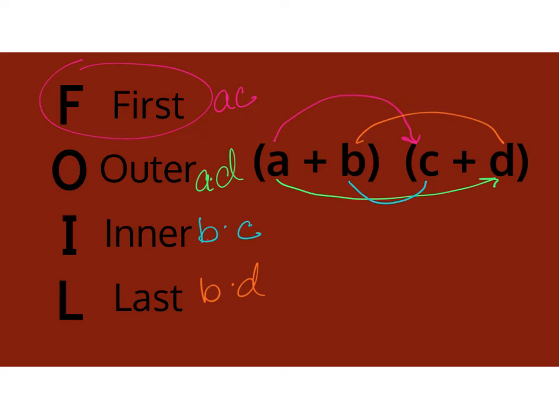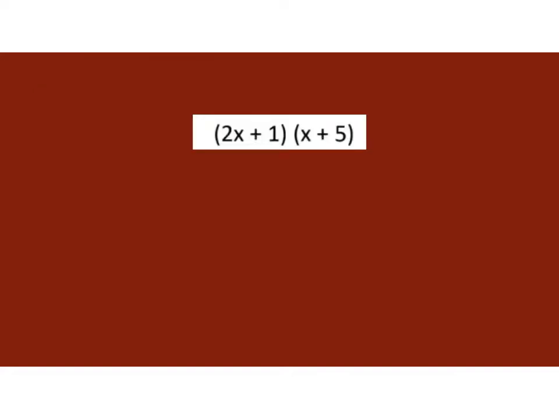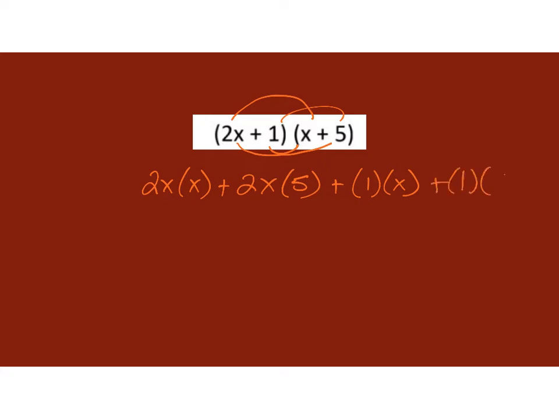So let's look at what we have here. If we're going to do FOIL, we're going to do the first two pairs first. So we're going to do 2x times x. Then we're going to do the outer, which would be 2x times 5, and they're both positive, so we'll put a plus sign there. Then for the next one, we're going to do the two inner, so then we'll do 1 times x, and then we'll do the two last ones. This will be 1 times 5.